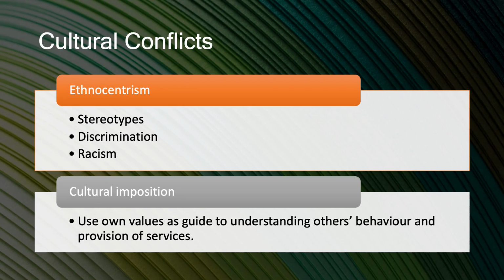Cultural conflicts occur when there is a dislike, hostility, or struggle between two different communities who have different philosophies and ways of living. Cultural conflict is displayed through acts of ethnocentrism, such as stereotypes, discrimination, and racism. Essentially, it's you believing that your culture or way of life is better than others. Cultural imposition is a situation where one culture forces their values and beliefs onto another culture.